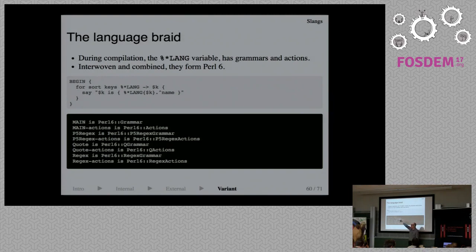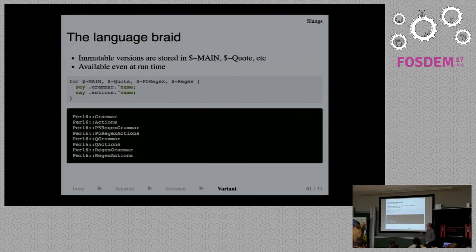So at the beginning, in a BEGIN block during compile time, if you print out the keys of %*LANG, you'll see Perl 6 grammar, Perl 6 actions, and all of the things that are being used to parse your current program. They're also available in variables called dollar tilde, named after the different languages. So $~MAIN refers to the parser of the main program. And you can get the grammar, and you can get the actions. By the way, this is called the language braid. So all these different languages are being used together to parse your Perl 6 program.